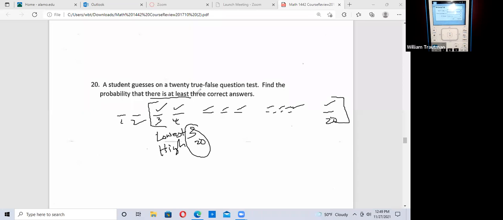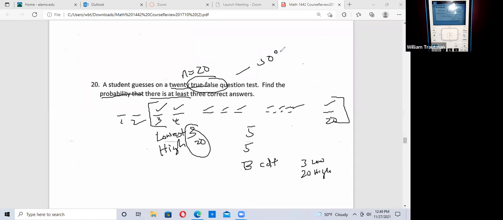And we're not exactly 3, so we're not using PDF. We're using 5B, which is CDF, and we're going to use the lowest number 3 and the highest number 20. So let's remember this on our calculator. 20 questions, n equals 20. The probability that you get a true or false question correct is 50%.